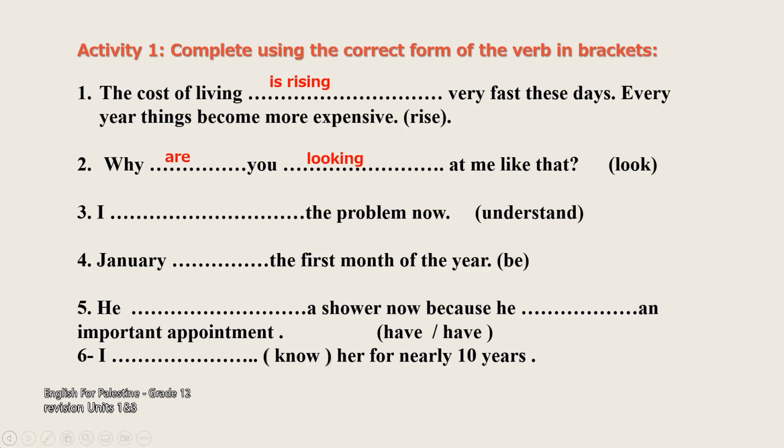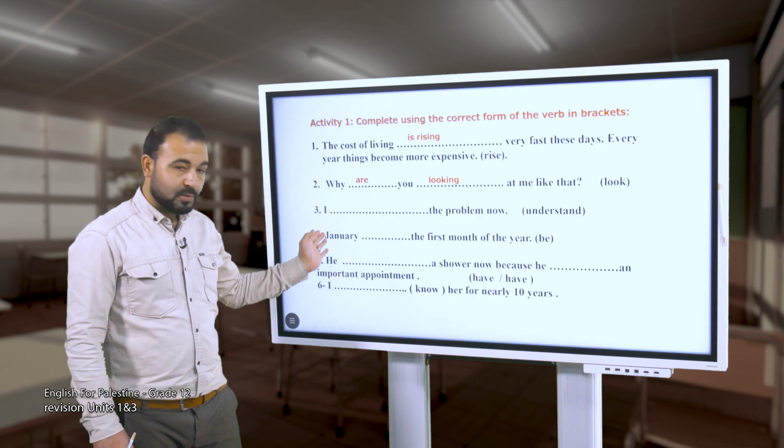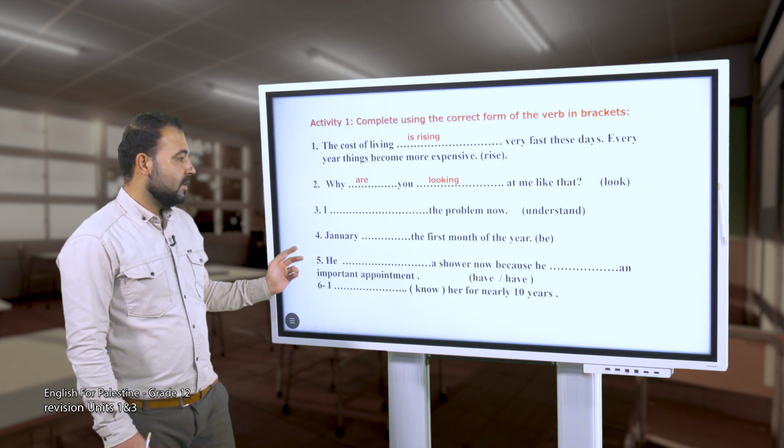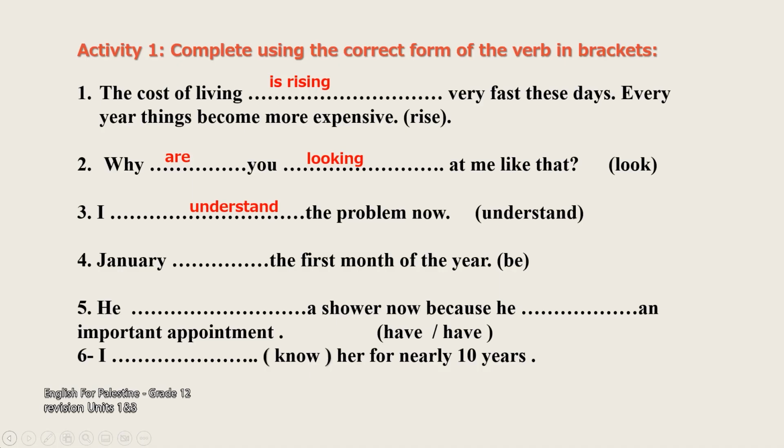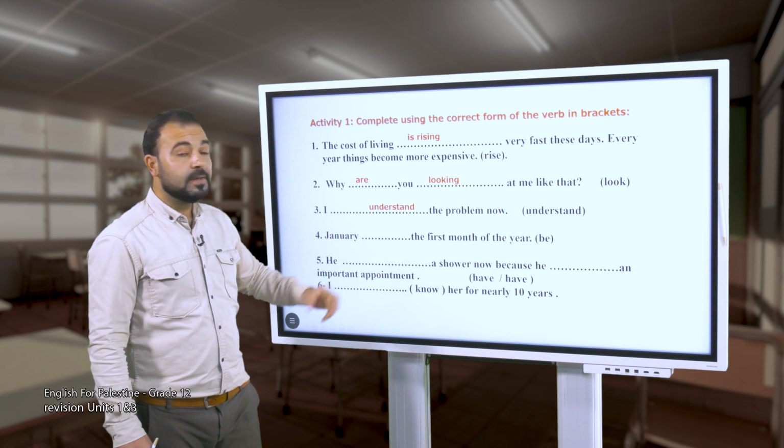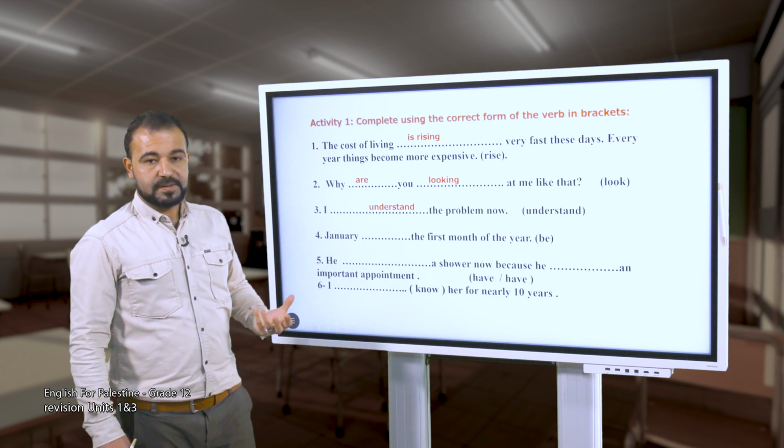Number 3, I the problem now, and we have to use the verb understand. What do you think? I understand the problem now. Why? Because the verb understand is a stative verb and it's not used in the continuous tense. It should be used in the simple tenses.